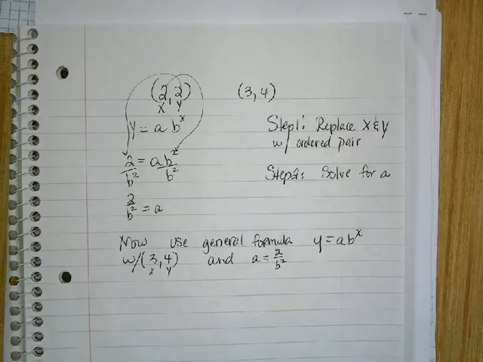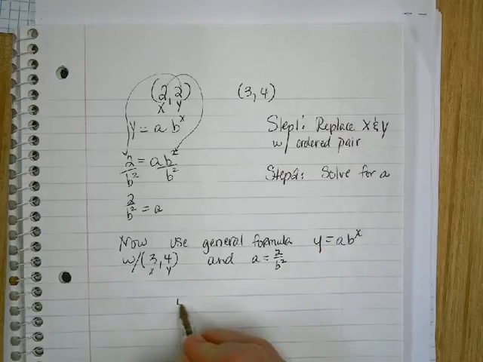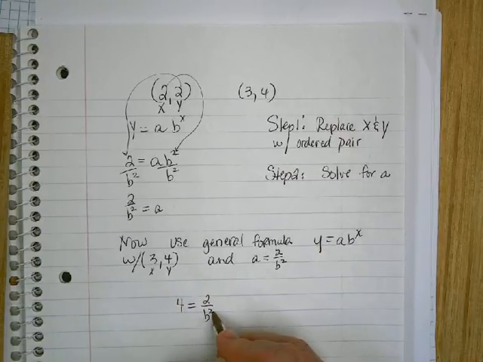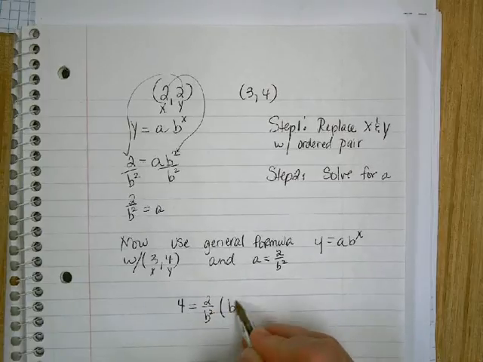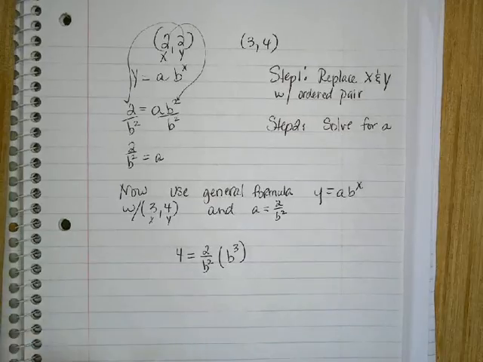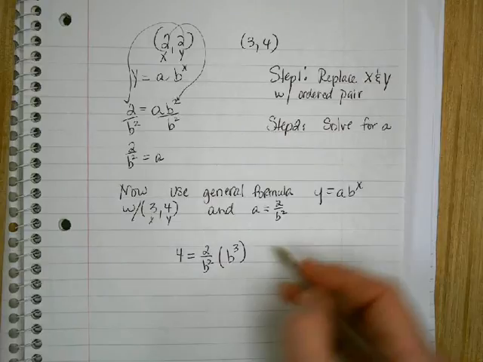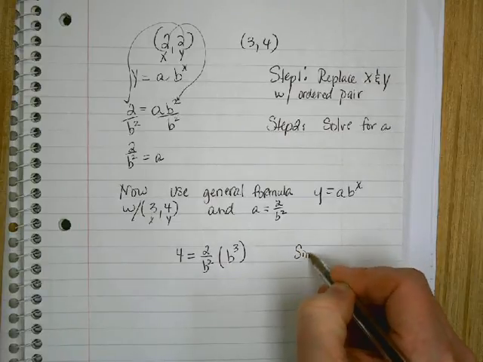So are you ready for me to write this down? What's it going to say? 4 equals 2 over B squared times B to the 3rd. Well, the only math that I see you can do here is cancel those B's. How does that sift out? Can you explain that to me a little bit before we keep going?